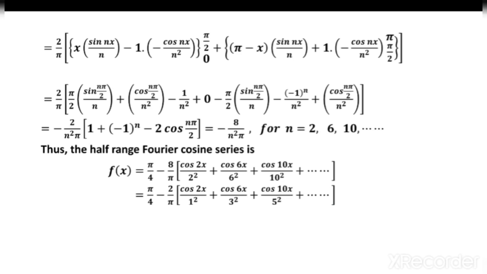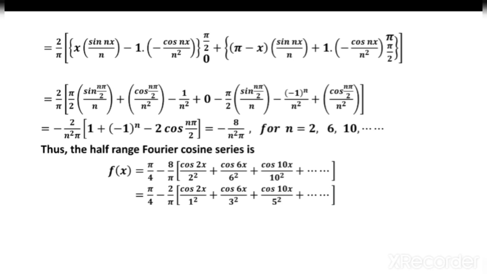Once you get the values, minus 2 by n square pi into 1 plus minus 1 power n minus cos n pi by 2, you will be putting the values n equal to 2, 6, 10, etc. When n is 2, minus 1 power 2 is nothing but 1. So 1 plus 1 is 2. And cos n pi by 2, when you put n equal to 2, you'll be getting cos pi, and the value of cos pi is minus 1. So minus 2 into minus 1 is plus 2. 1 plus 1, 2. 2 plus 2 is 4. 4 into 2 is 8. Hence, minus 8 by n square pi.